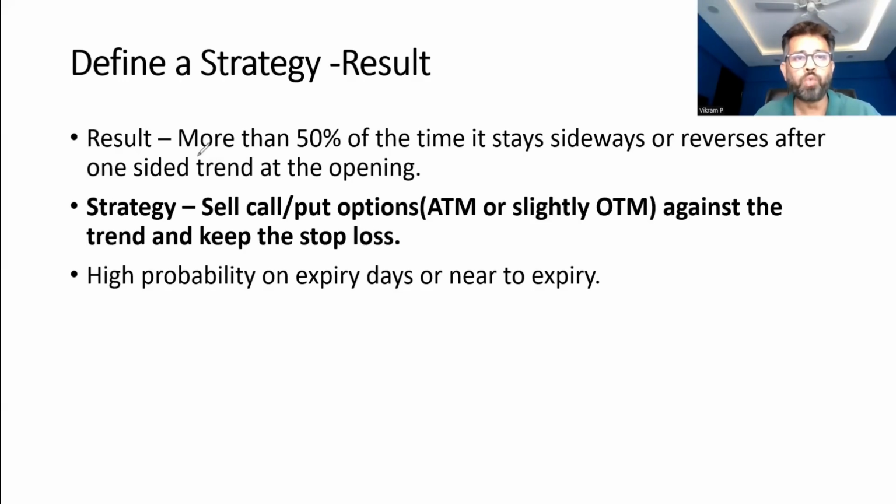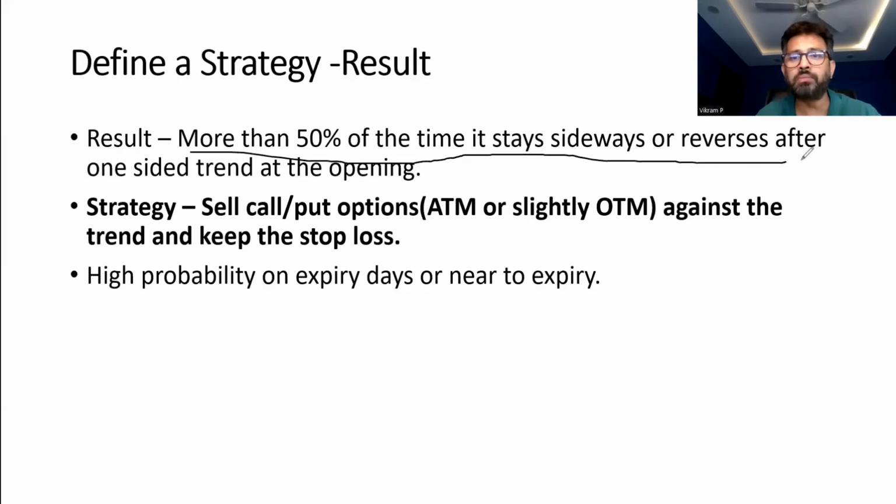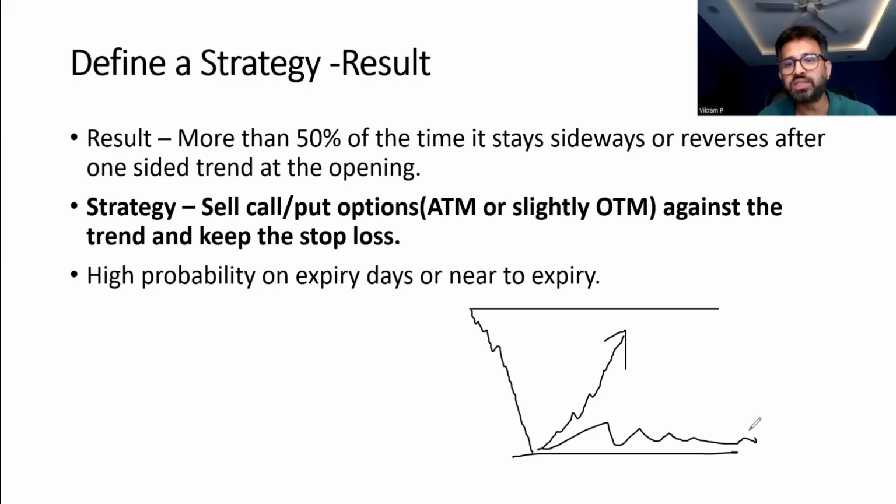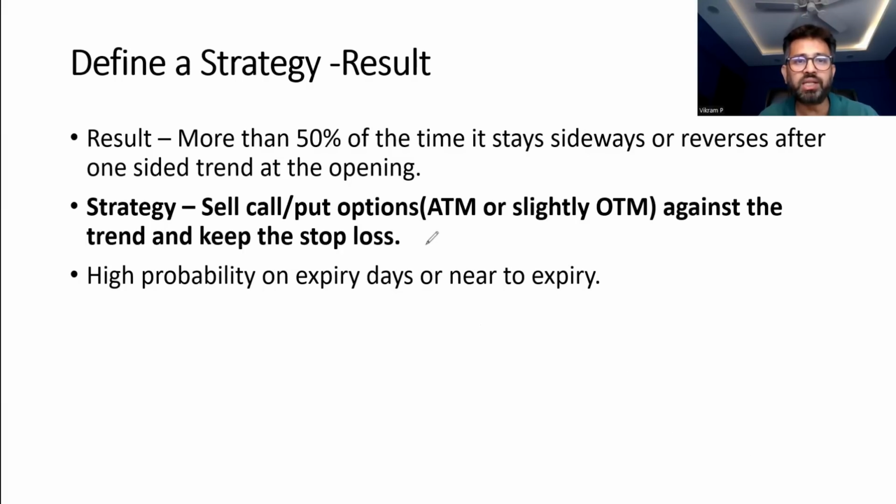Result is more than 50% of the time, the market stays sideways or reverses after a one-sided trend at the opening. That means after a huge one-sided move for the first 1 hour, there is a very high chance that it can reverse or it can stay sideways. So going with the trend is a low probability. So the strategy says don't go with the trend, rather go against the trend if the initial balance is very high.